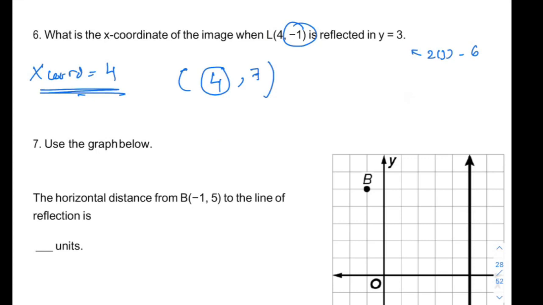Use the graph below. The horizontal distance from B(-1, 5) to the line of the reflection is. The horizontal distance is this distance. So simply count. 6 units.